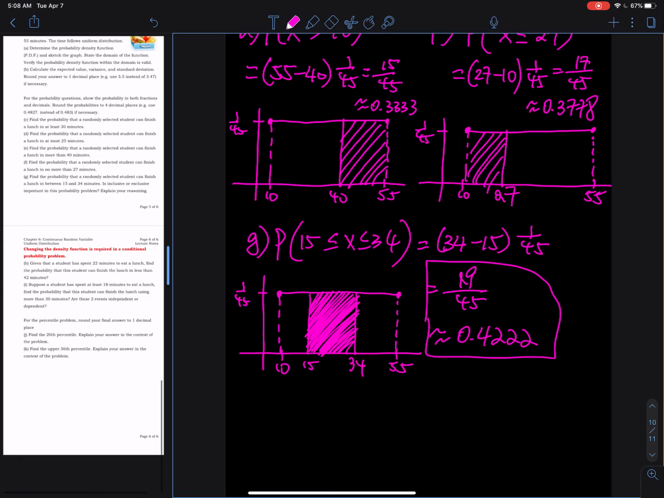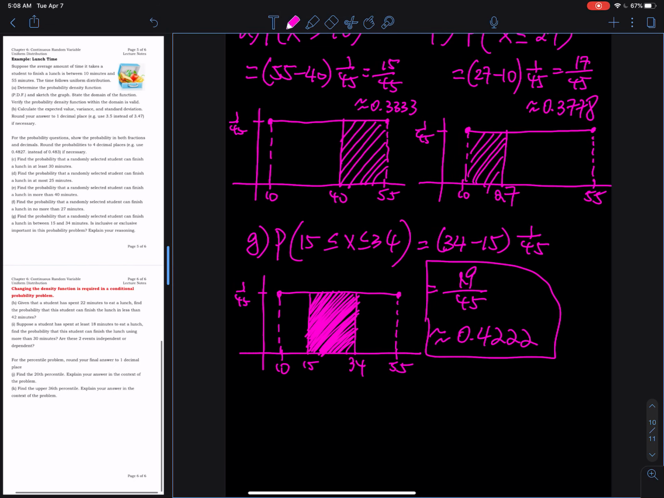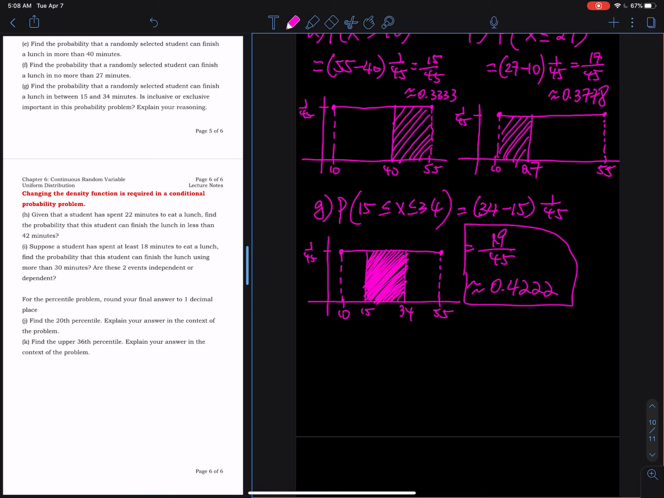And then next, we have to deal with some conditional probability. So in part H, let's zoom in. Part H is: given that a student has spent 22 minutes to eat a lunch, find the probability that this student can finish the lunch in less than 42 minutes. Okay.